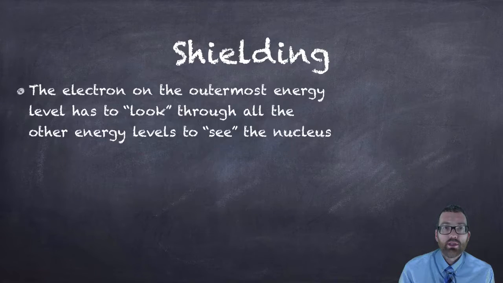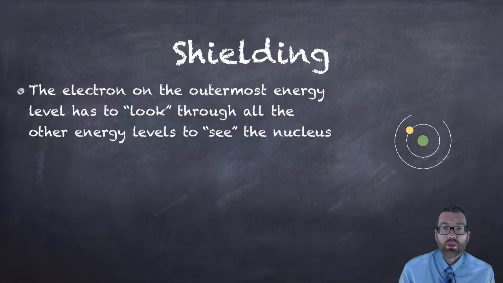So first let's talk about shielding. The electron in the outermost energy level has to look through all the other energy levels to see the nucleus. Let me show you what I'm talking about here. So if this is a nucleus, let's say of a hydrogen atom, it would have one shell with one valence electron. Now that valence electron is very close to the pulling power of the protons in the nucleus. So it's influencing that electron quite heavily.